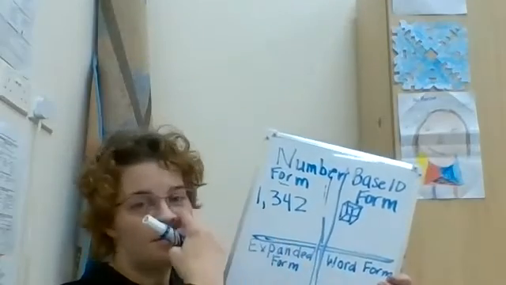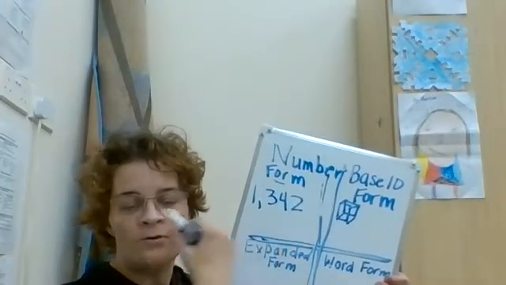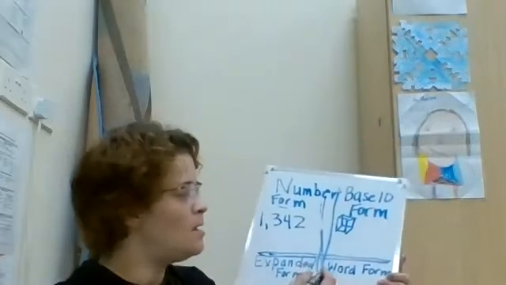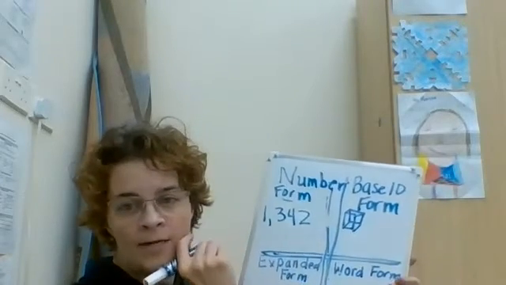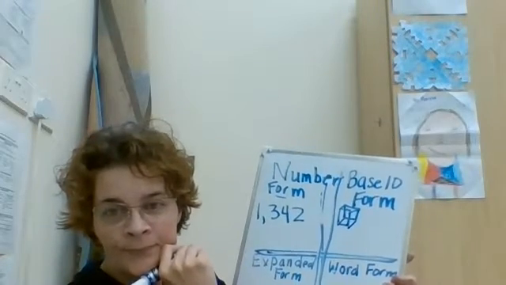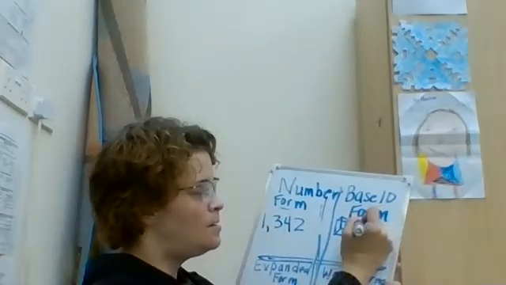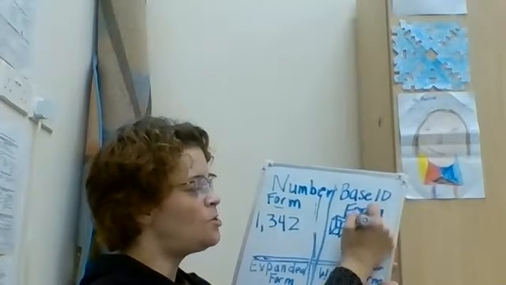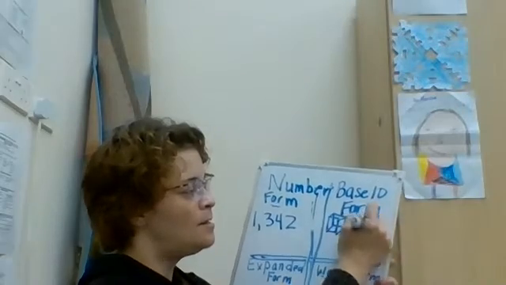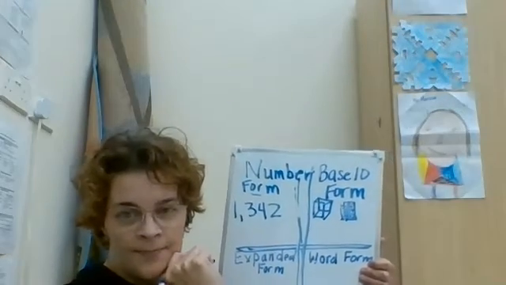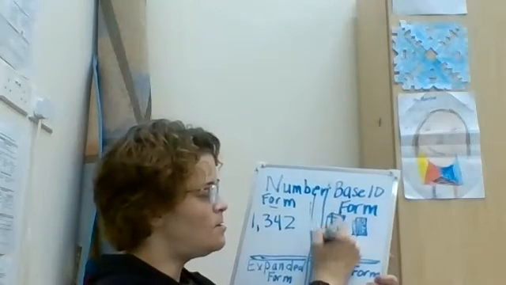So how many thousands do we have in 1,342? One, right. We said there were how many 100s? 3, right, 300. The hundreds are usually like these squares that have little tiny things in them, like this. So we've got 3 of those.